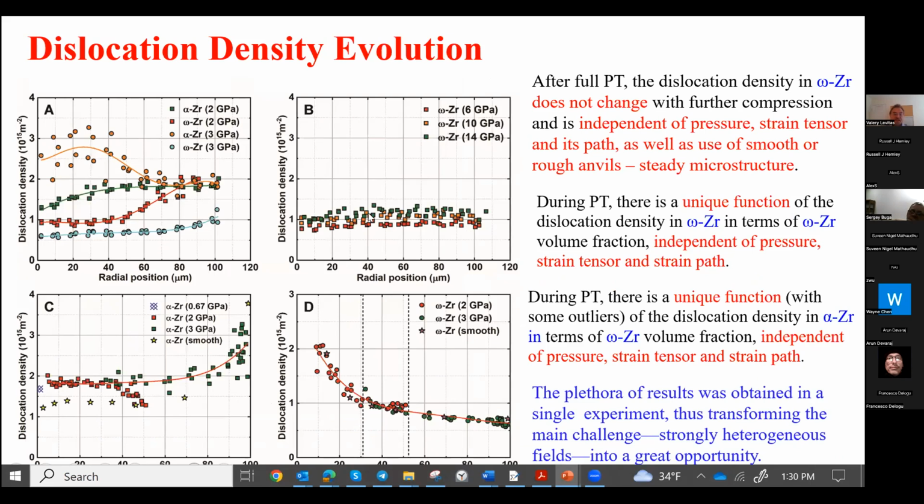And the same we obtain for dislocation density. You see a steady state after phase transition in the omega phase, and a unique curve during phase transition, as a function of volume fraction, and both of them are independent of plastic strain, strain path, and pressure. And this plethora of results was obtained in a single experiment, thus transforming the main challenge, strongly heterogeneous fields, into a great opportunity to generate big data.